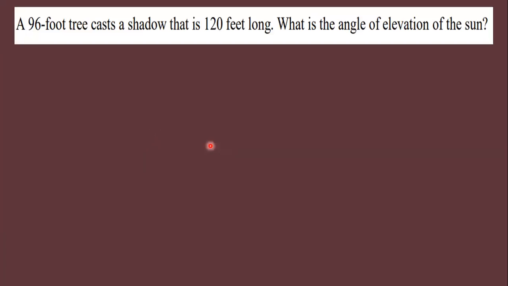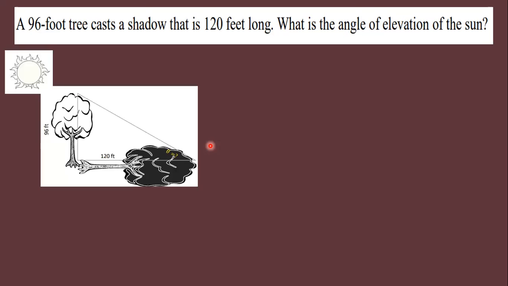Let's have the next problem. A 96-foot tree casts a shadow that is 120 feet long. What is the angle of elevation of the sun? So this is a very short problem. And you can situate the problem well. So situate a 96-foot tree casting a shadow that is 120 feet long. And this is how it looked like. This is the 96-foot tree. The shadow is 120 feet.